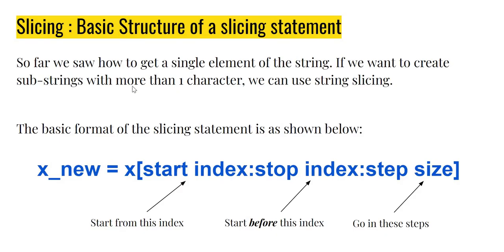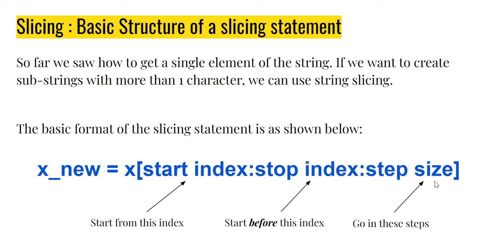As I said, if we want to create substrings with more than one character, we have to use string slicing. There is a basic format to the slicing statement, which is shown below. I'm going to show you this statement first, and then we'll see a lot of examples. Let's say X was the main string, the string that we had to start with. If I want to get a new string, let's call it X new, I'm going to use a slicing statement, and that's given by X[start index : stop index : step size].